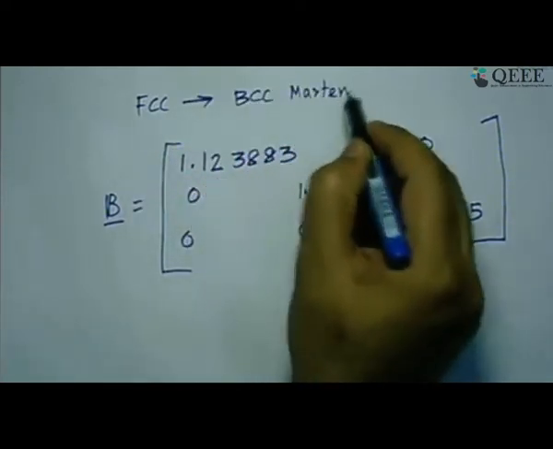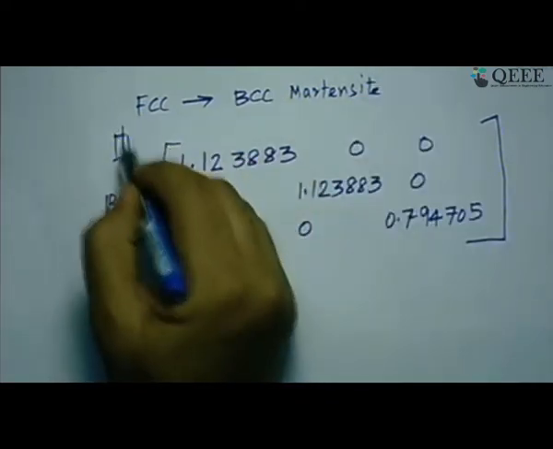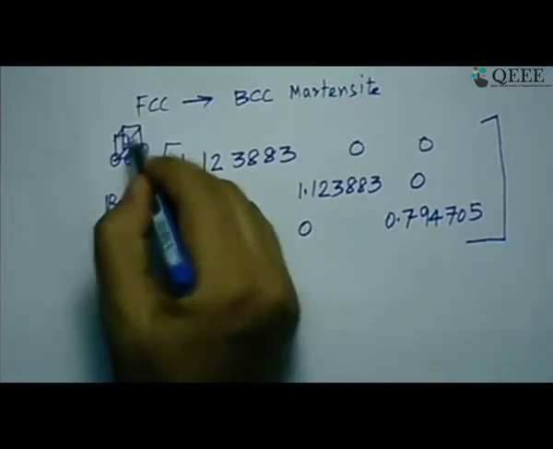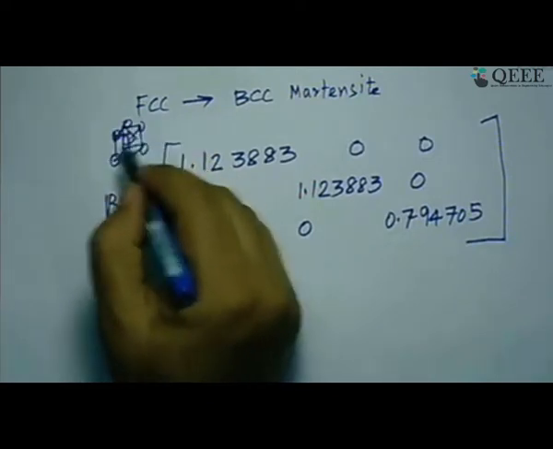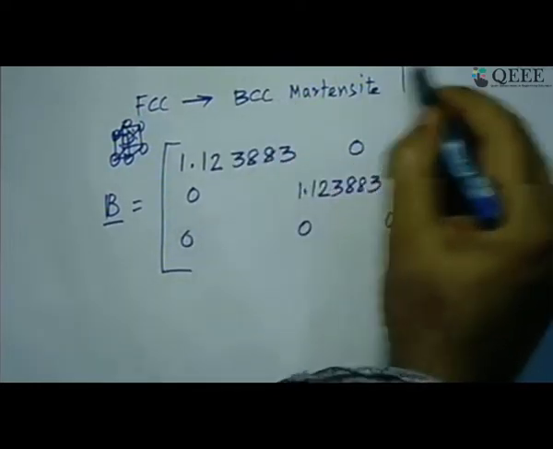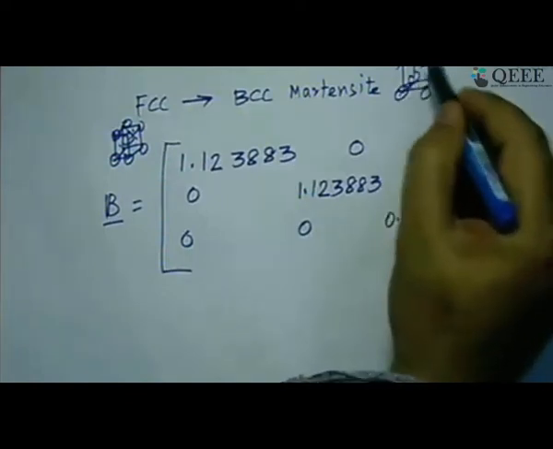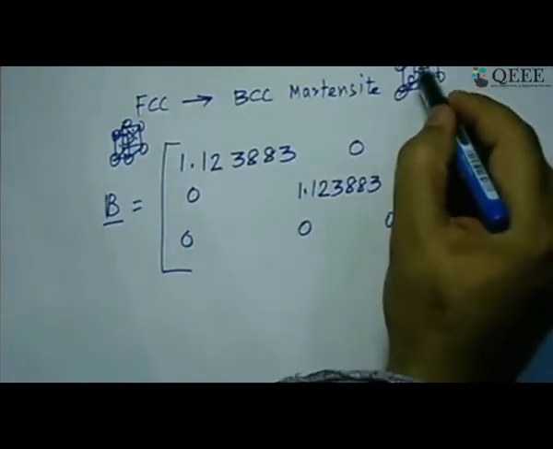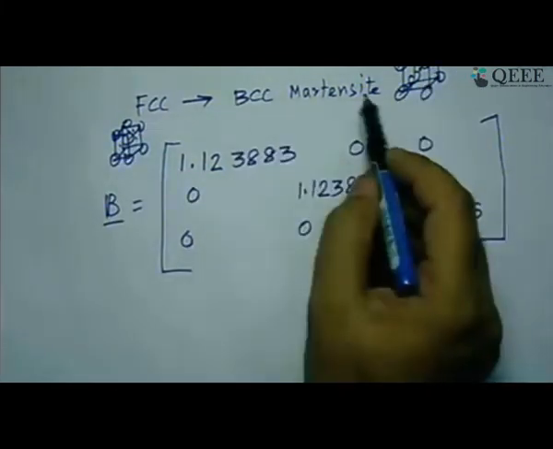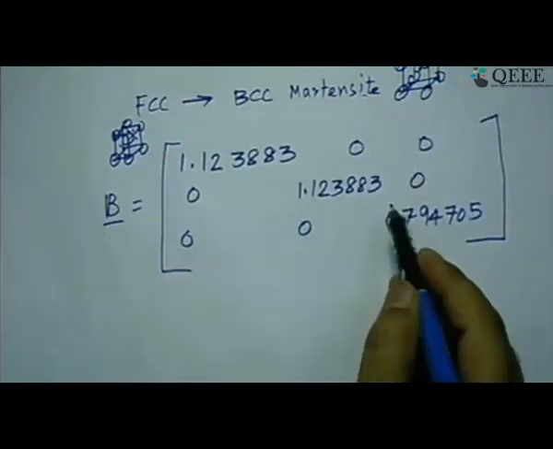Okay. So I hope all of you know what is the FCC crystal structure. It is a cubic structure in which you have atoms at all cube corners as well as face centers. All the 6 face centers get atoms. What is BCC? BCC is another crystal structure where you have atoms at all cube corners, and then you have one atom at the cube center. So this FCC to BCC transformation, the BCC martensite transformation that happens in steels, is represented by this Bain strain.